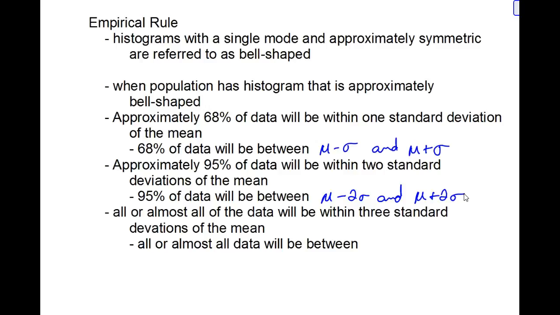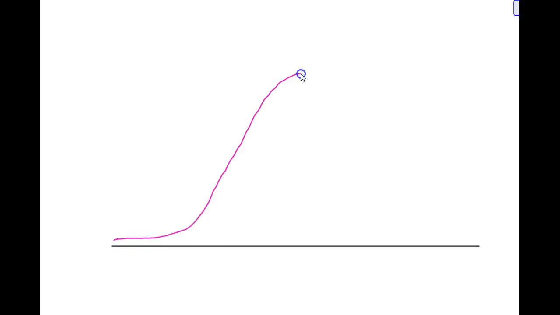All or almost all of the data will be within 3 standard deviations. So almost all your data will fall between the mean minus 3 standard deviations and the mean plus 3 standard deviations. Now I want to look at what it looks like on an actual histogram. So if I draw a histogram that's approximately normal, we're going to draw it similar to this, where we have a single mode area here.